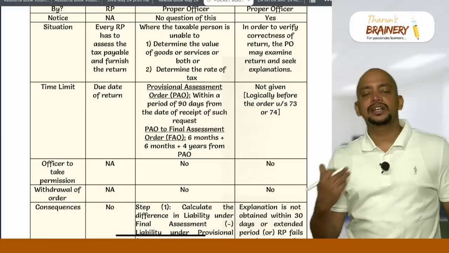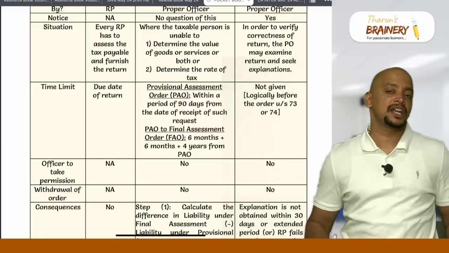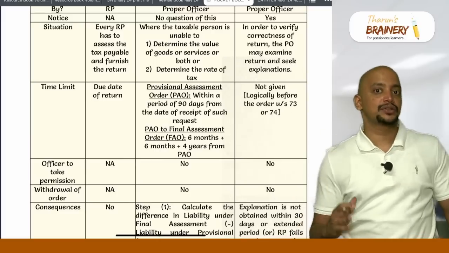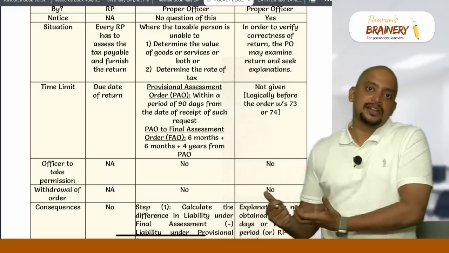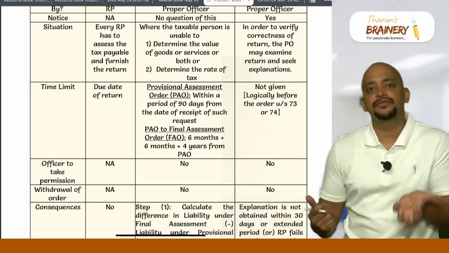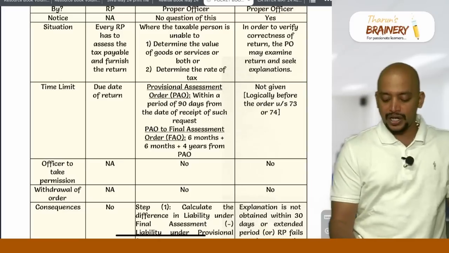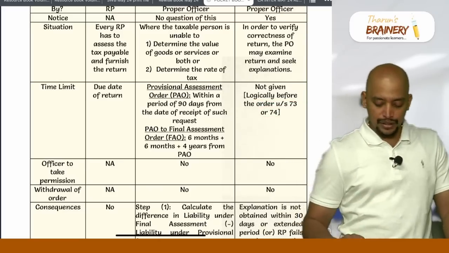The recovery order under 73 needs to be passed within 3 years from the due date of furnishing the annual return, whereas under 74 it needs to be passed within 5 years from the due date of furnishing the annual return. So this 3 years and 5 years is the time limit for doing the recovery. Due to that reason, when they take up the return for scrutiny, they should complete it within that time, otherwise recovery cannot be made. So logically, before the order under sections 73 and 74, they need to complete this scrutiny assessment.